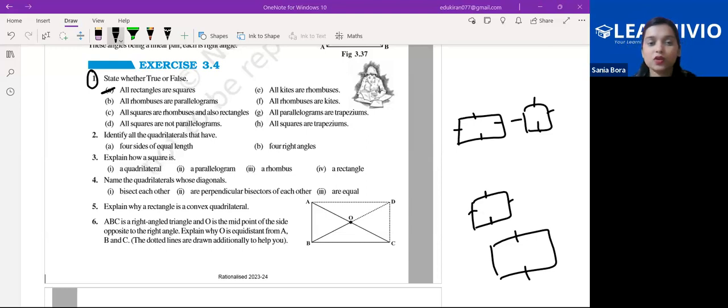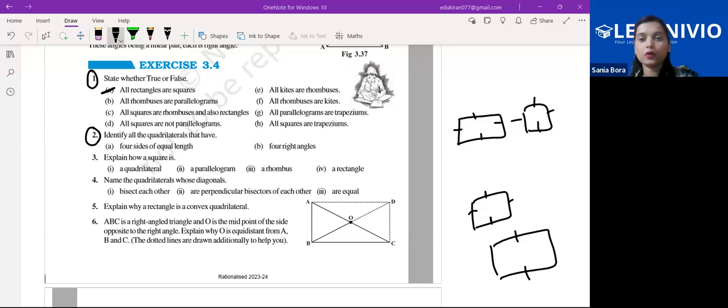Okay, so I hope everybody got it. Now let's come to question number 2. Identify all the quadrilaterals that have 4 sides of equal length and 4 right angles. Tell the answer of G and H. G is true and H is true. Ma'am, G and H both are true, right? Yes, G and H both are true. I'm just repeating my answers, students, in case you have an issue. A1 is false. B1 is true. C1 is again true. D1 is false. E1 is again false. F, G, H are true. Clear?